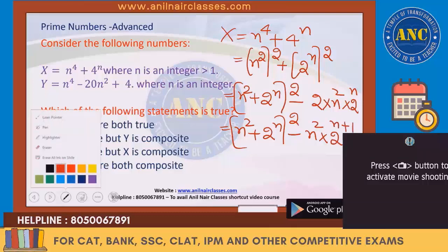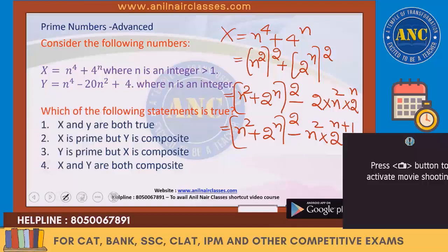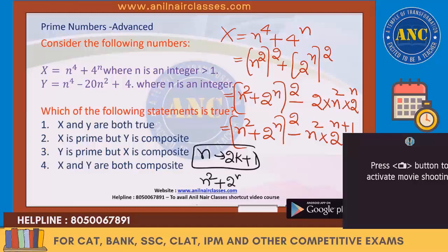Now I will do one case, next case you can do. If n is an odd number, 2k plus 1, this is n square plus 2 power n whole square minus n square into 2 power 2k plus 1 plus 1, 2 power 2k plus 2.